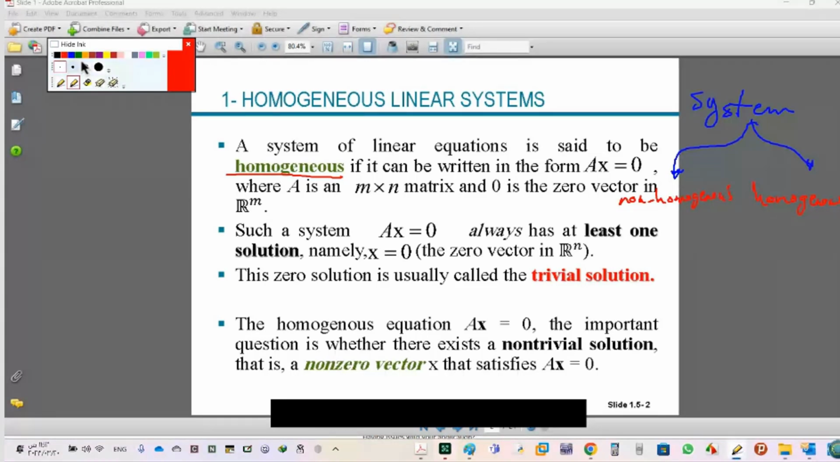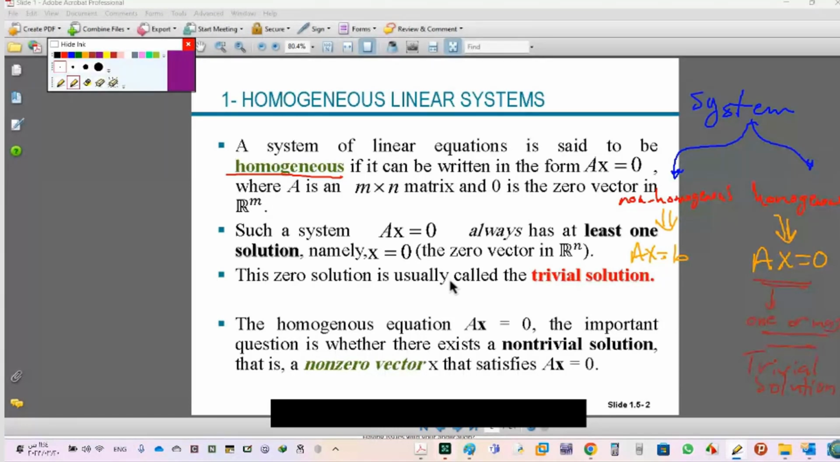Homogeneous, the system will be of this form: AX equals 0. Non-homogeneous is AX equals B. In homogeneous, we have at least one solution, so we have one or many. We call this, if you remember, the trivial solution. For non-homogeneous, we'll talk about this one later.